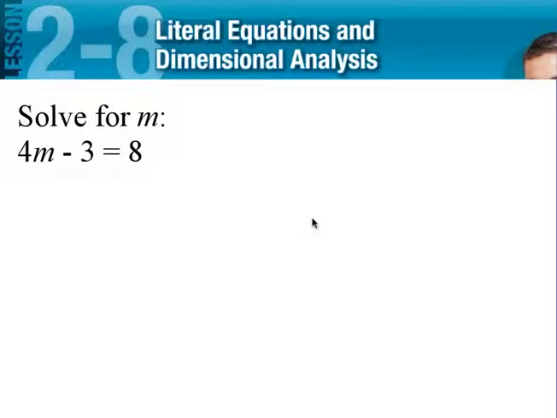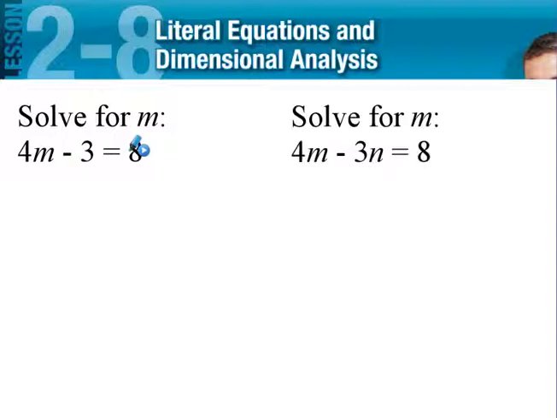So today we're going to be talking about how you solve for variables. If you look here on the board, we're going to start with this. It says to solve for m. So basically what that means is I want to get m all by itself.